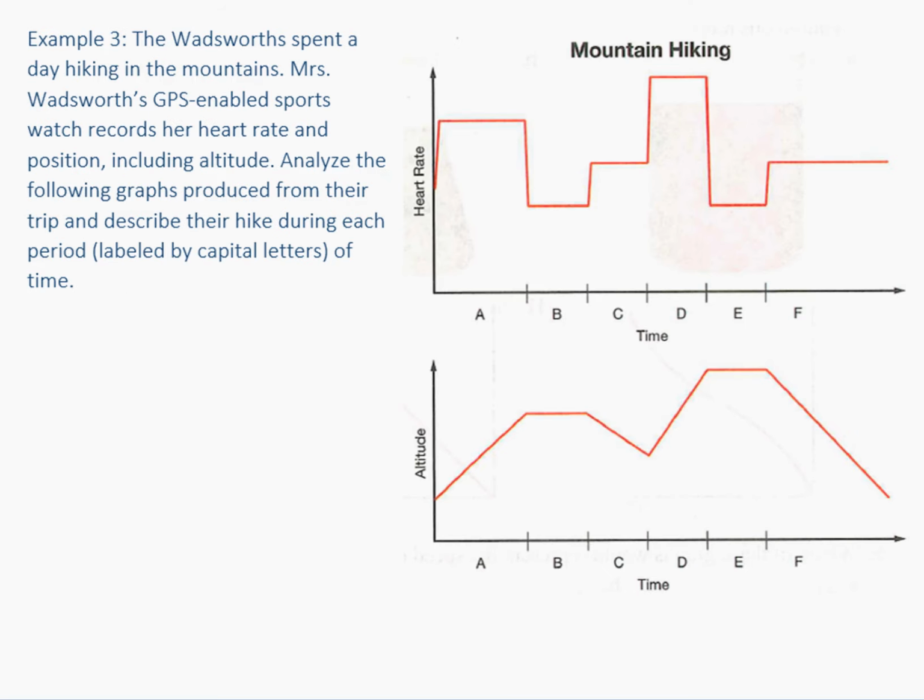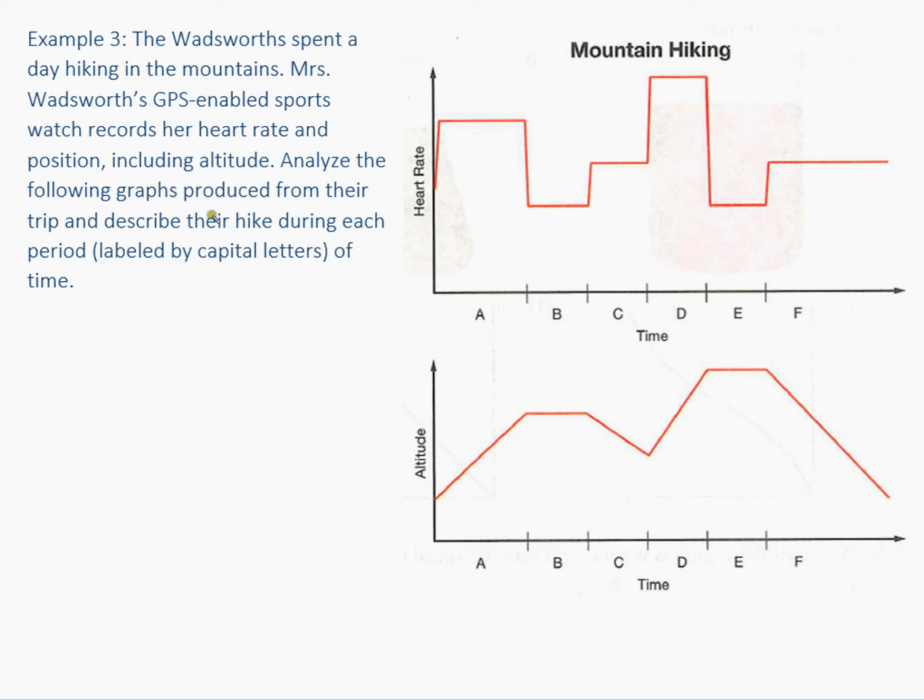The next example actually doesn't have numbers here. It's an unmarked graph, and that's okay. We can still use this to interpret. So this is talking about a family. The Wadsworths spent a day hiking in the mountains. Mrs. Wadsworth has a GPS-enabled sports watch. It records her heart rate and position, including altitude.